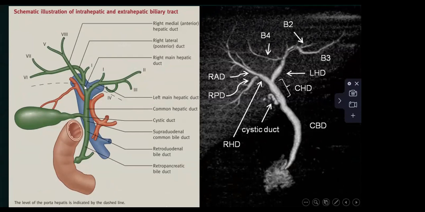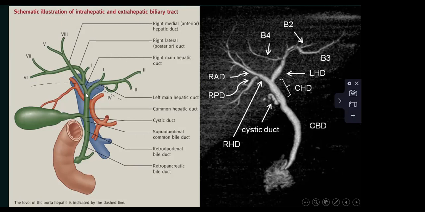The biliary tree is formed by the right and left hepatic ducts. The right hepatic duct receives the bile drainage from the right lobe. So it has two ducts: the right anterior, which receives from the anterior segments 5 and 8, and the right posterior, which receives from the posterior segments 6 and 7. They both unite to form the right hepatic duct. The same occurs with the left hepatic duct, which receives from segments 2, 3, and 4.